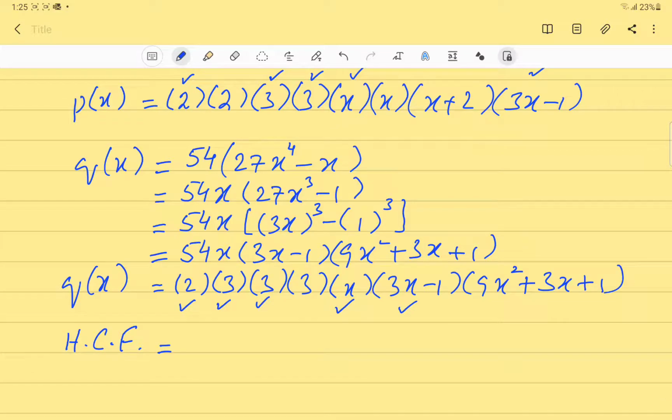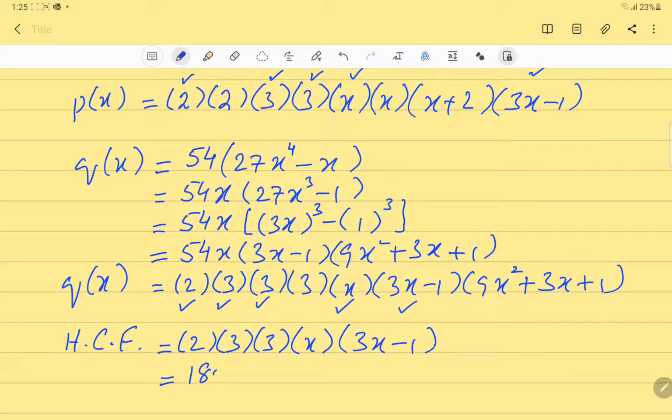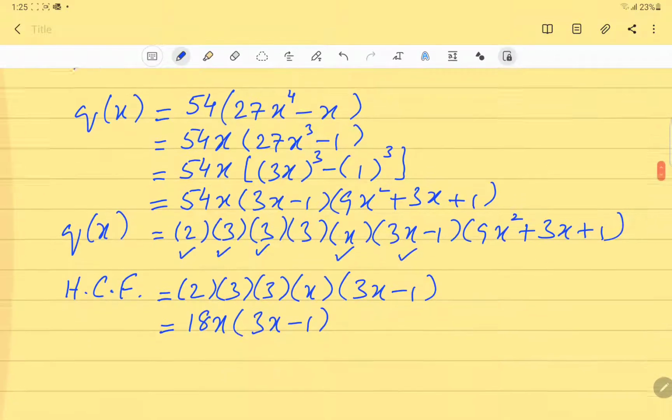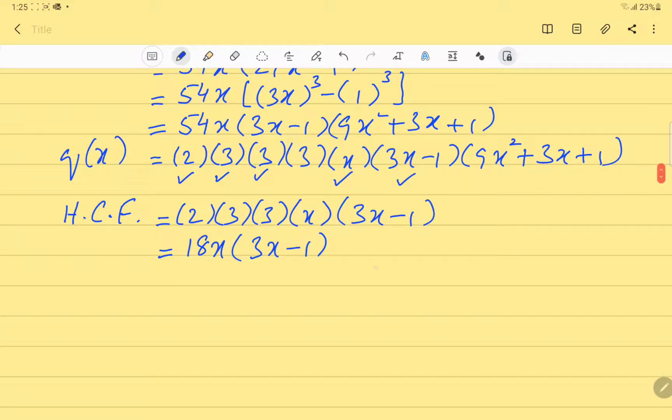Let us write down 2, 3, 3, x and (3x minus 1). Let's multiply. 2 into 3 is 6, 6 into 3 is 18, x into (3x minus 1), which is the answer of this question.